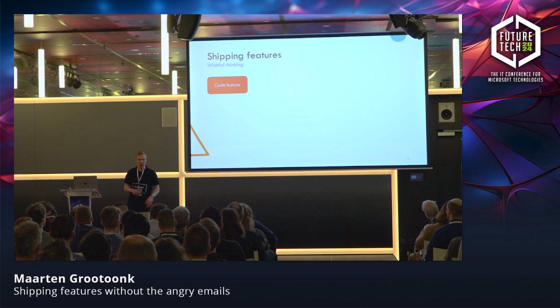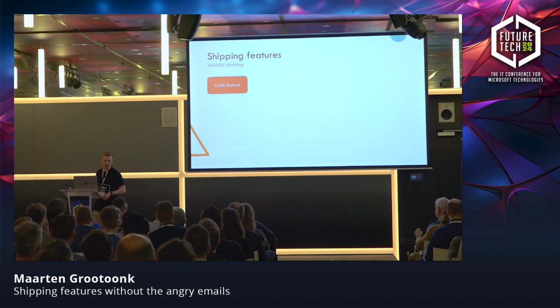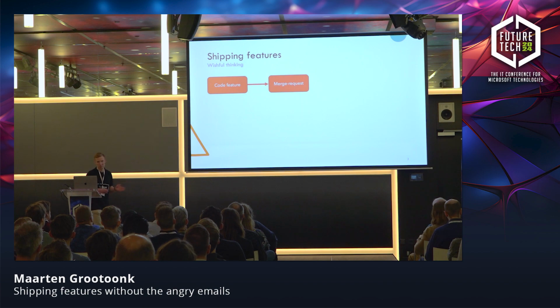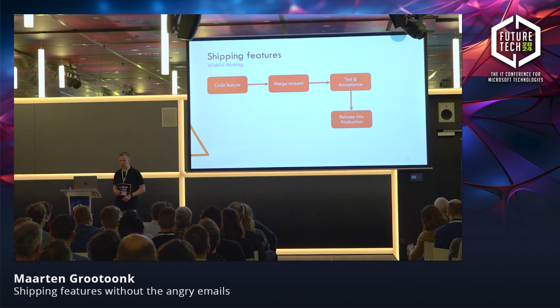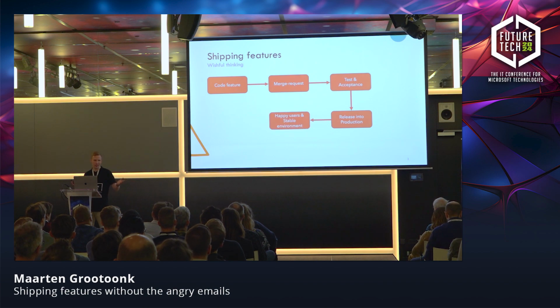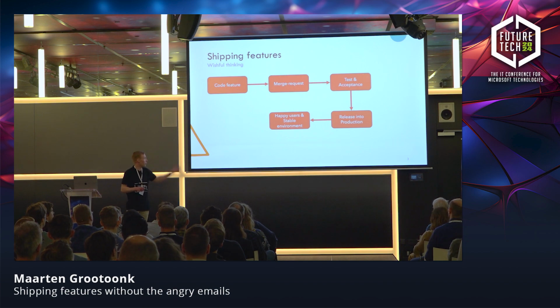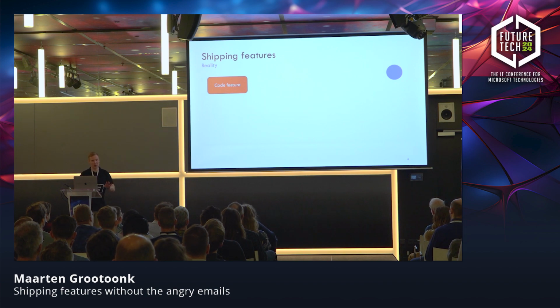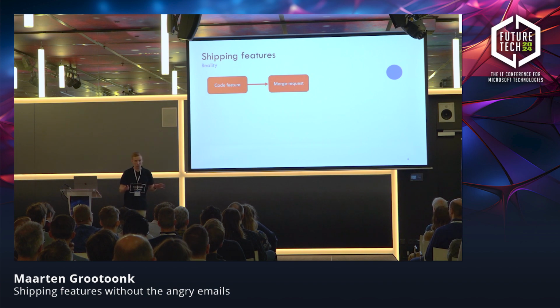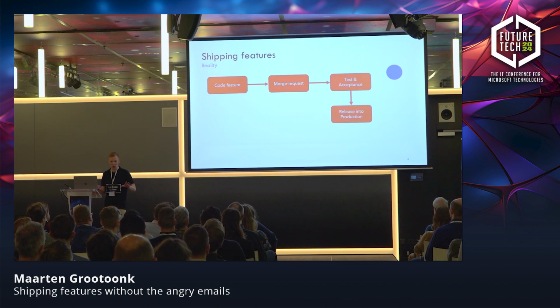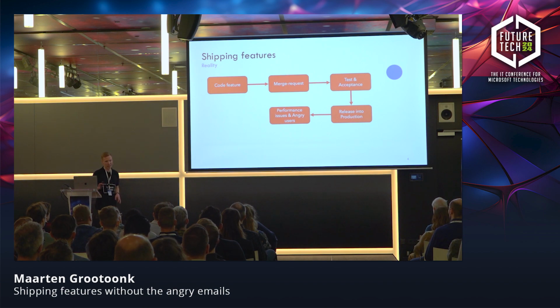Let's talk about shipping features. This is how we would like it to go. We build the feature, we merge the feature, we test it, release it in production, and it's fine. This would be nice, but the reality is it doesn't behave this way. If you build stuff, stuff goes wrong. The reality of shipping stuff to production is this. You build it, you merge it, everything looks fine, you test it, it goes into production, and then stuff breaks.